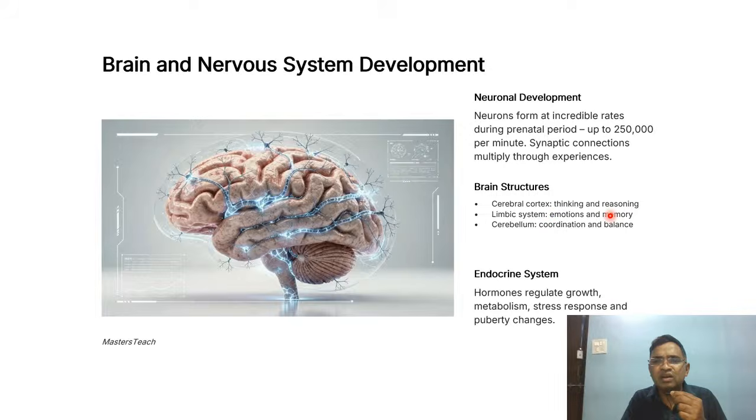So limbic system, it's the emotion and memory side. Then cerebellum is coordination and balance.